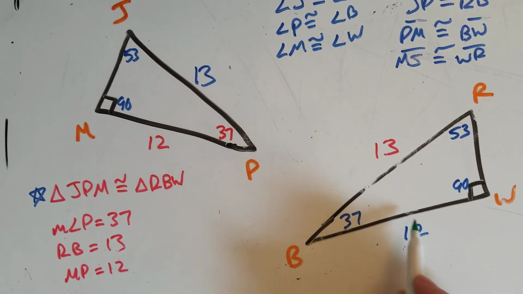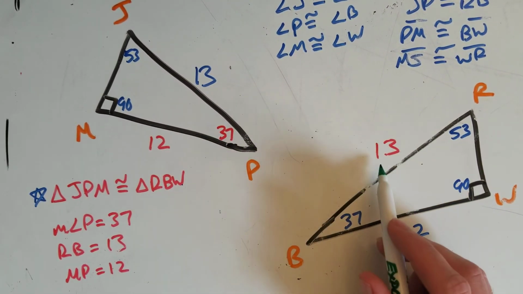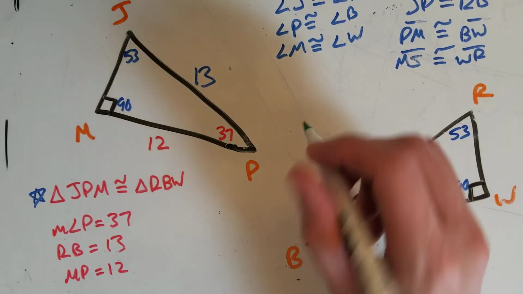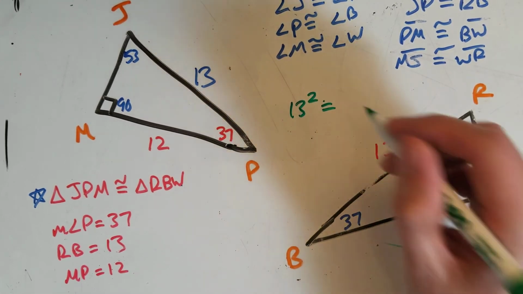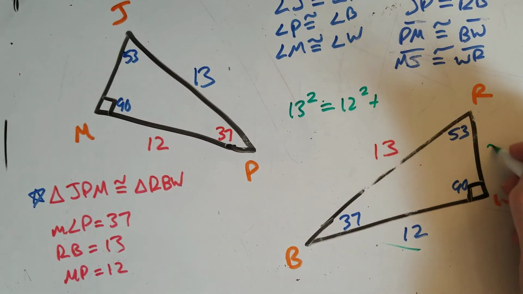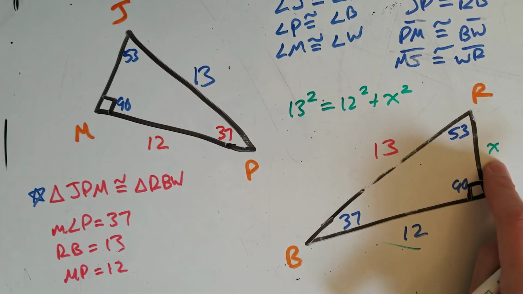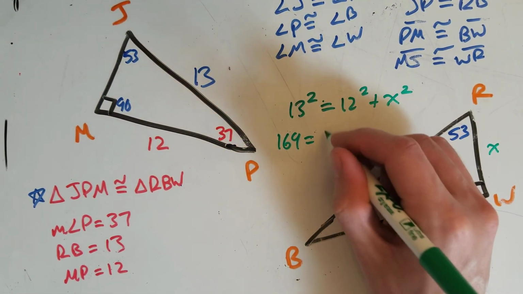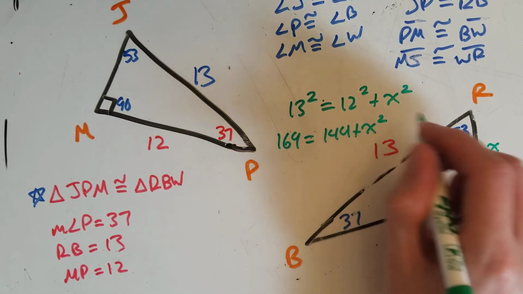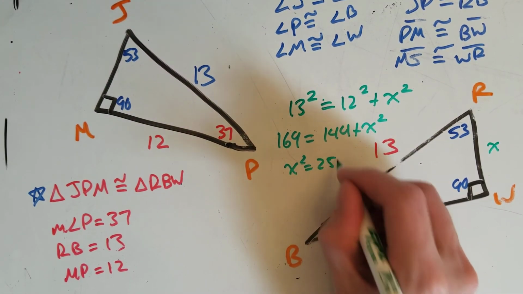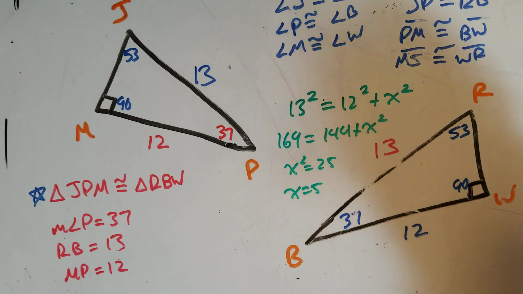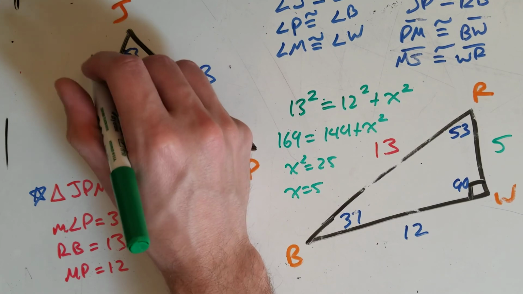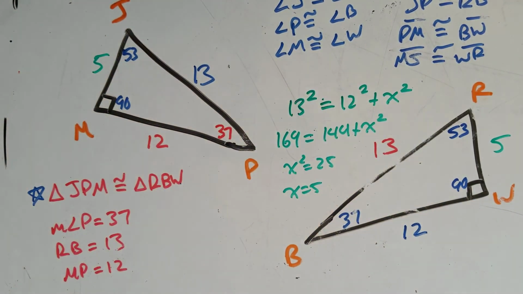But what we do have, if you look, we have a right triangle. We have the hypotenuse and one of the legs. We can actually use Pythagorean theorem to find one of them. So I'll do it with this triangle. 13 squared is equal to 12 squared plus, we'll just call it x for now, x squared, that missing side. We can use this because we have a right triangle. So 169 equals 144 plus x squared. You do the math here, you get x squared equals 25. So x equals 5, meaning RW is 5. And if RW or WR is 5, then MJ or JM is 5 as well. So we have this side and this side both done.